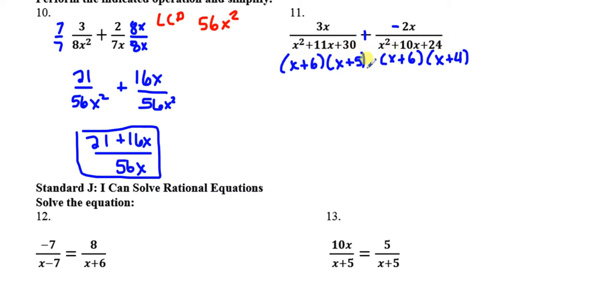So our least common denominator is going to be x plus 4 times x plus 5 times x plus 6. So this term over here is going to need an x plus 5 over x plus 5. And this one needs an x plus 4.